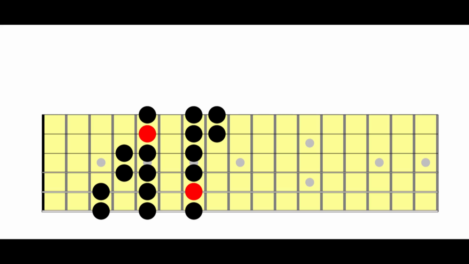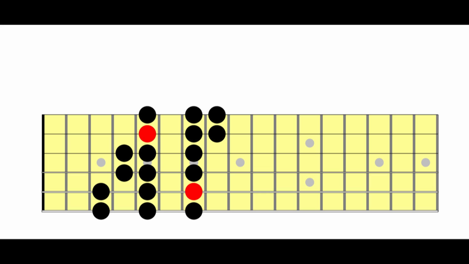This is the third position in E natural minor, starting at the top of the fretboard. The first two strings use the half step, whole step pattern. The third and fourth strings use the whole step, half step pattern. The fifth and sixth strings use the whole step, whole step pattern. So the third position of E natural minor is composed of just these three patterns.